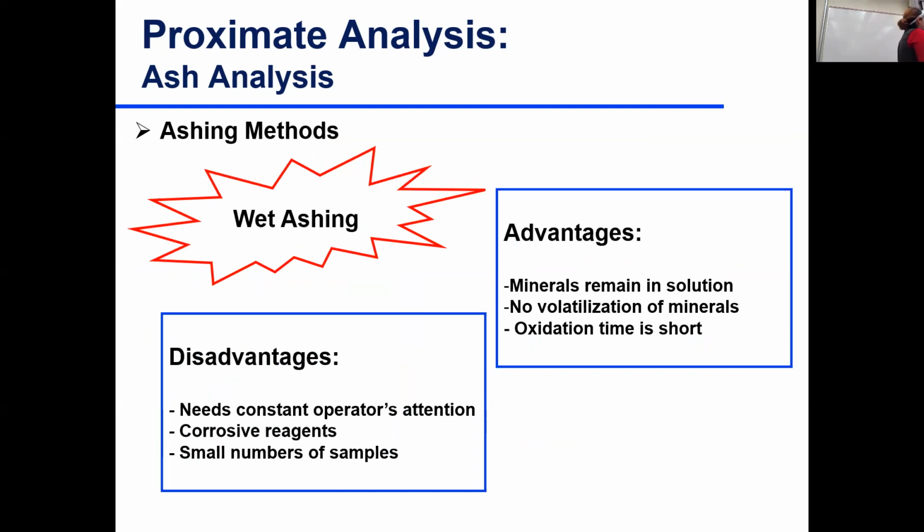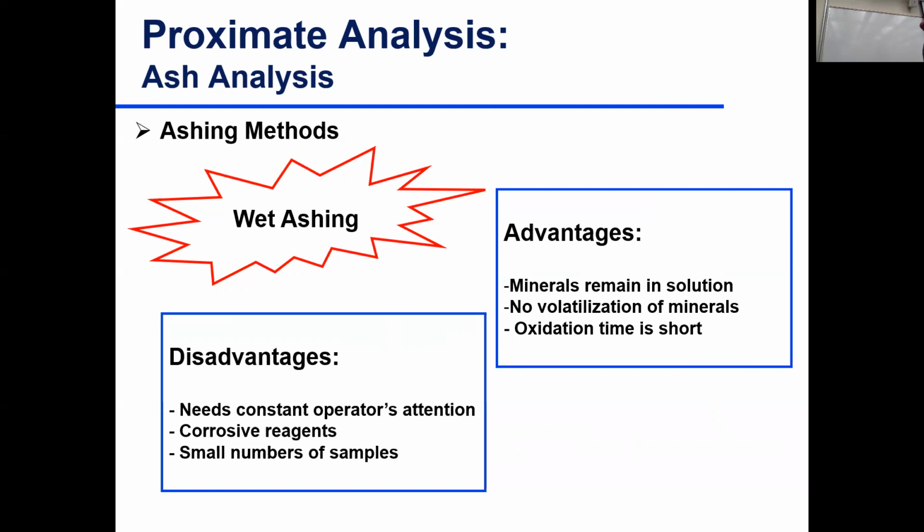And there are several advantages and disadvantages of wet ashing. Overall, as we mentioned before, there is no volatilization, which happens during the dry ashing. Thus, we can definitely get the better mineral profile that we are looking for in the sample. And also the minerals, at the end, stay in the yellow colored solution. And the oxidation time is about 2 hours when we are using the hot plate.